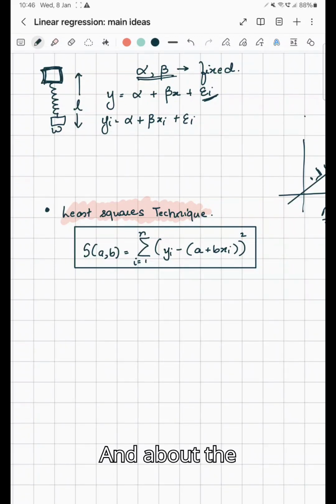And about the errors, we assume that they are independent and identically distributed. Not to say that these are identical, but the underlying distribution is identical. And why do we do that?